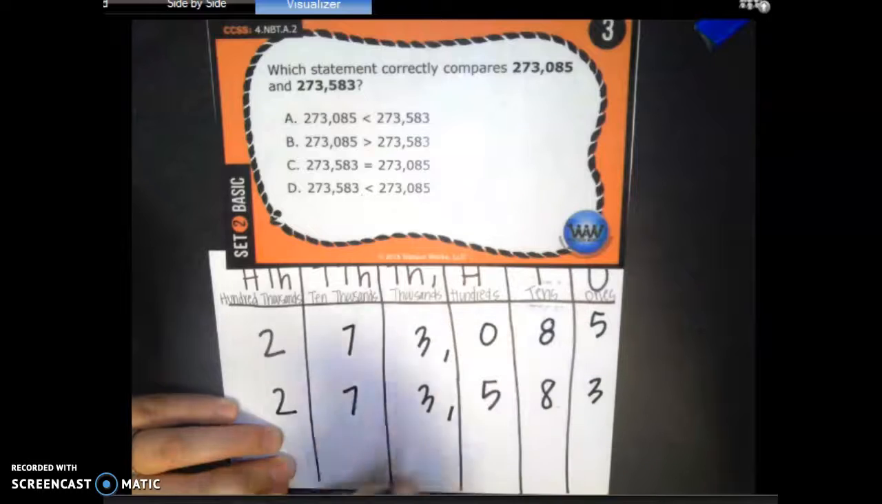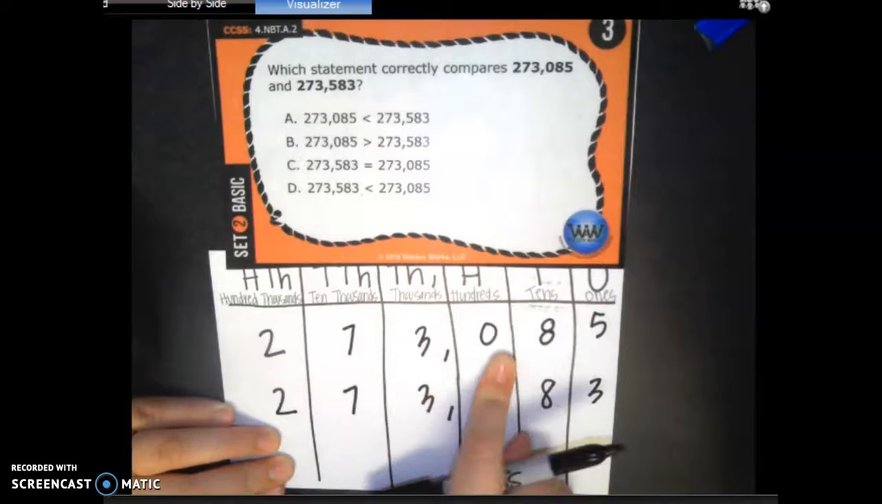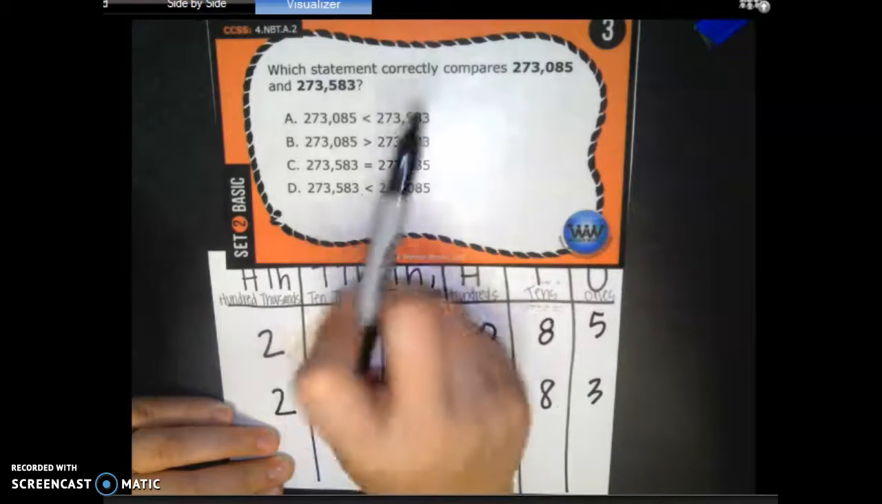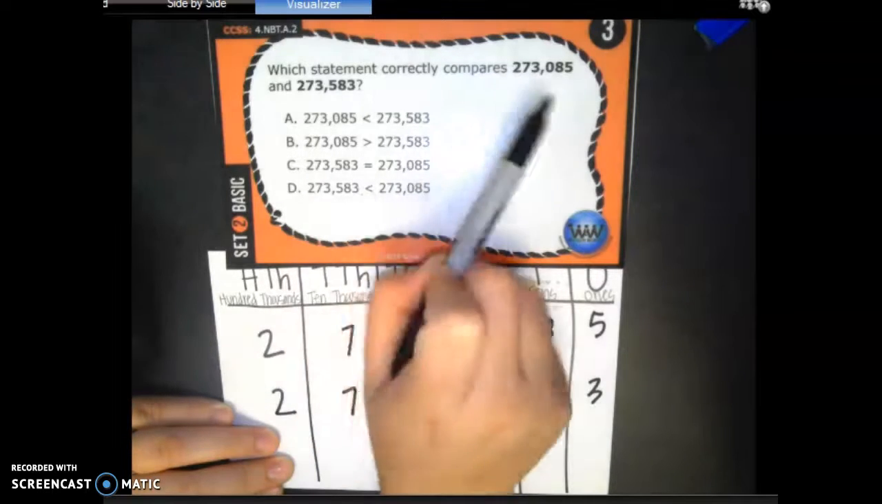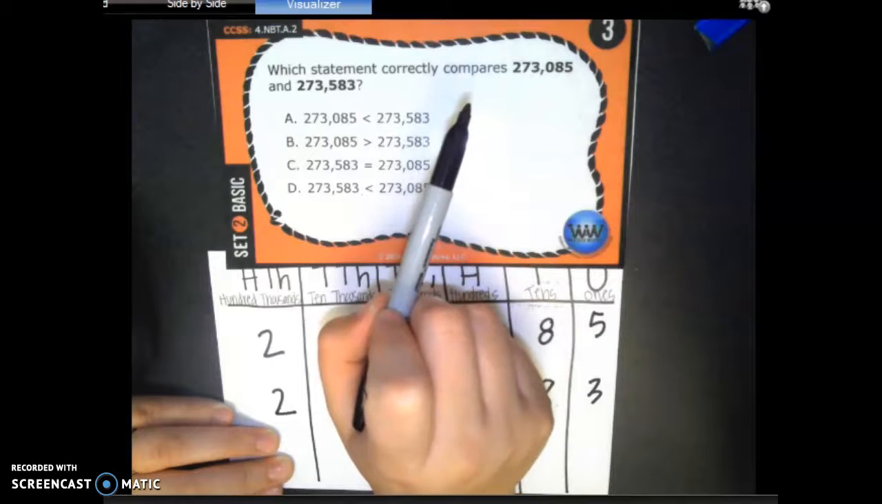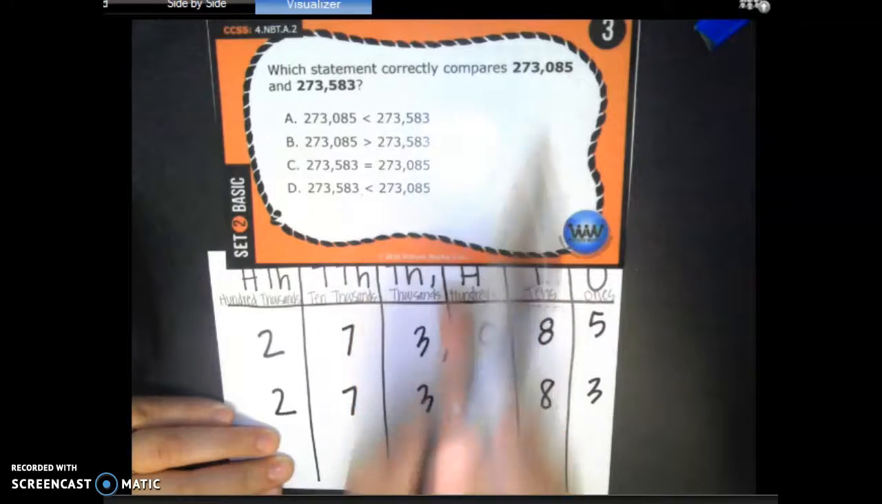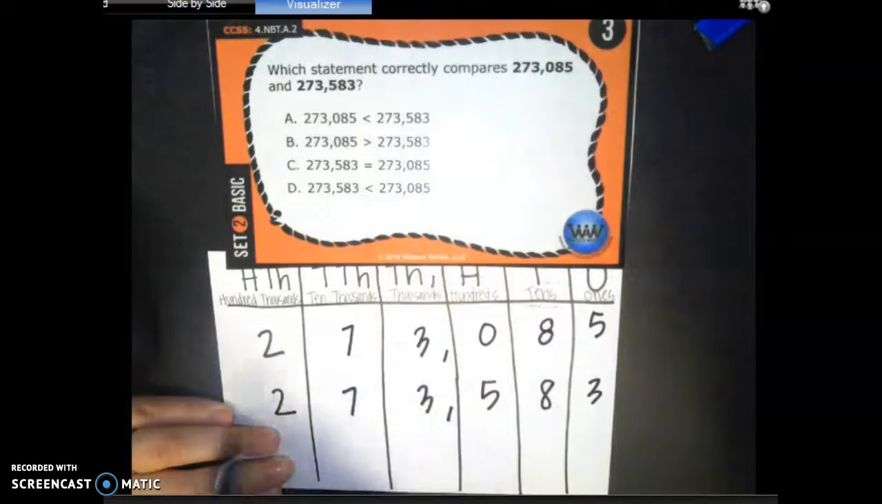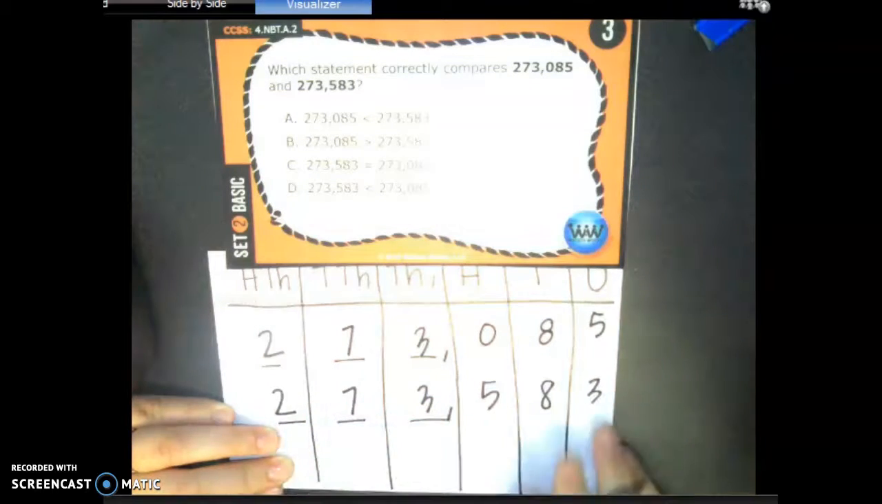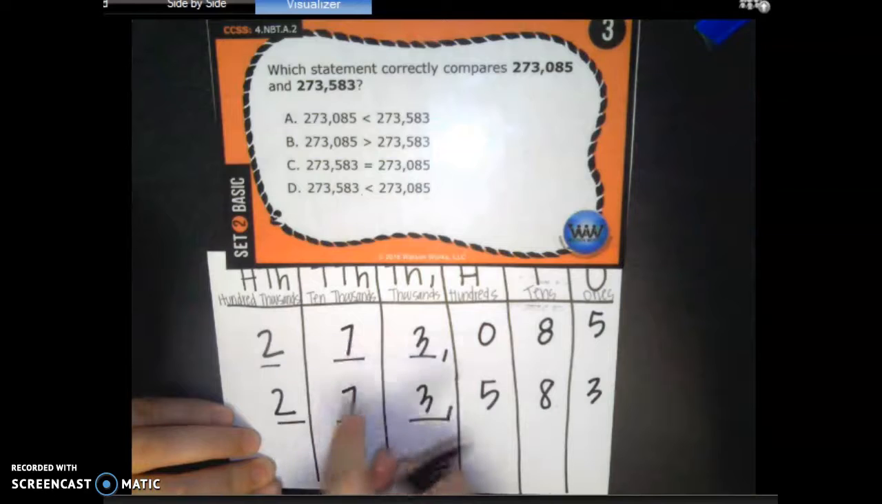All right, 273,085 and 273,583. Okay, I want the statement that correctly compares these two numbers. So when you're comparing them, you're going to tell me which one is greater or which one is less than. So 273,000, 273,000. All of these are the same digit in the same place value.